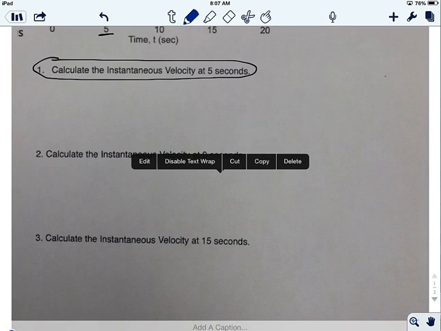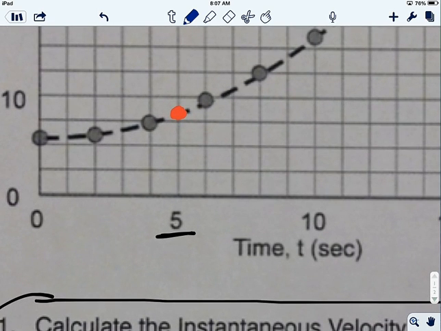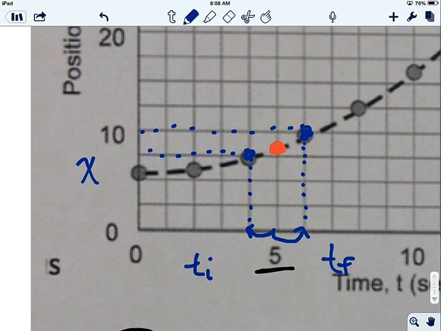So I think I'm going to go up a step and down a step, because I see that once I trace those up, I'm going to have nice points on the graph. Okay, now I need to figure out what is my initial time, my final time, and I'll trace dots over. My initial position, and my final position.